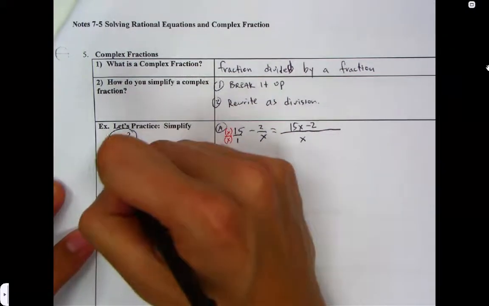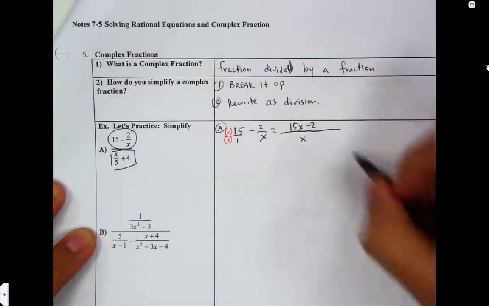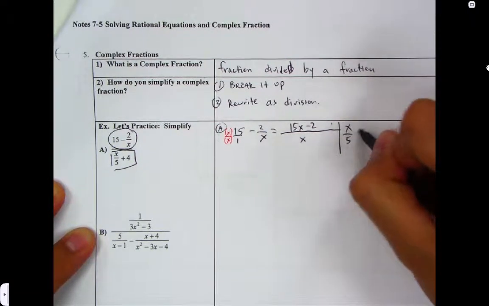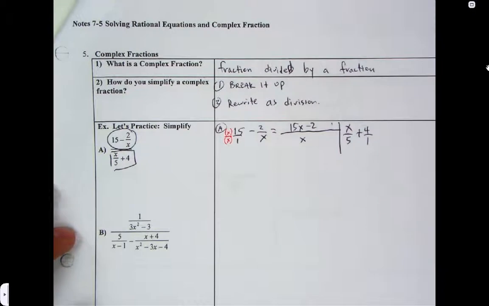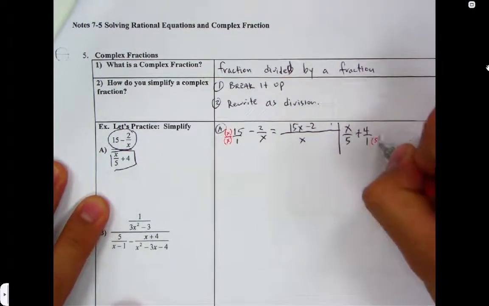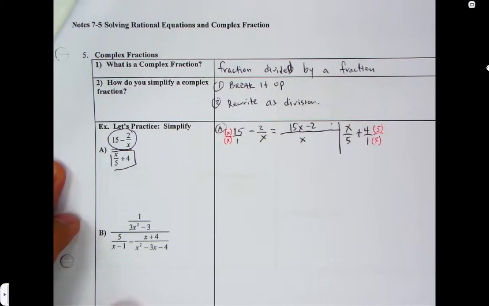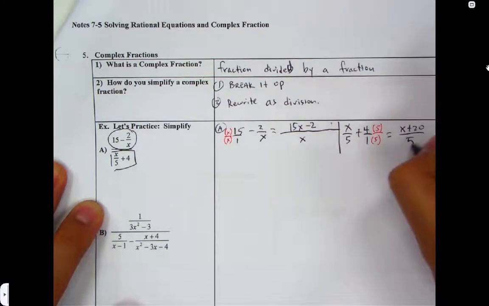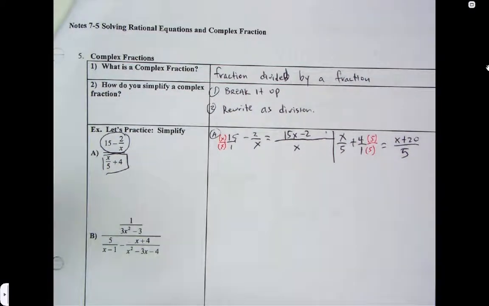So that's what we got on top. Now we're going to break down the bottom. We're going to make that a whole fraction, x over 5 plus 4 over 1. We're going to make the denominator the same, so I'm going to multiply by 5 on top and bottom. So this becomes x plus 20 over 5.